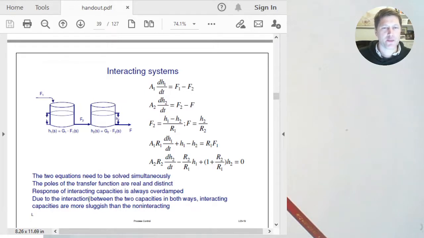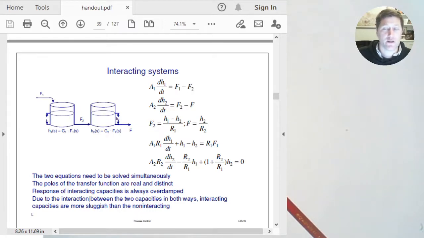Well, since we can't simply multiply the two transfer functions together, what we have to do is start from first principles and work out the equations governing the process. So we're doing that here. We've got an equation that gives the rate of change of volume. So that's the area times the change in height of the first tank, and that will be equal to the difference in the flows. F1 is the flow in, F2 is the flow out. Likewise for the second tank, the rate of change of volume of the tank is equal to the difference of the flow F2 in and the flow F out. So that's a mass balance for each tank.